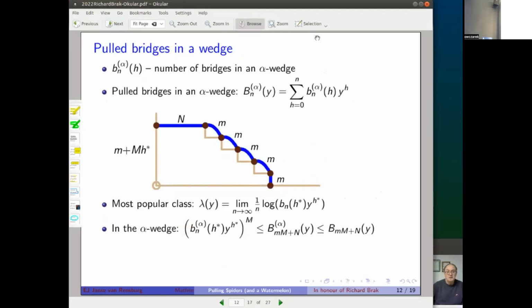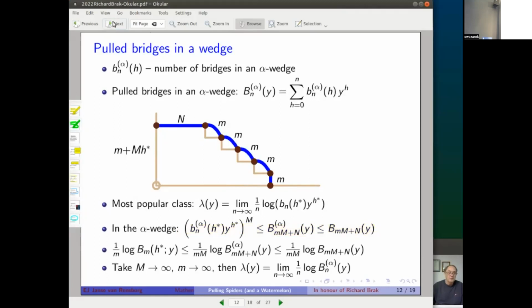Now you do the same for bridges. I'm not going to explain this very carefully as I did with the adsorbing loops, but what you do here is you take small bridges and you put them together again in a sequence. You connect them to the spine of the wedge and to the bottom of the wedge by strings of edges, and you use the most popular classes to populate these sub-bridges. And then in the alpha wedge, this gives you a string of inequalities, which is rather similar to the one we had for adsorbing loops.